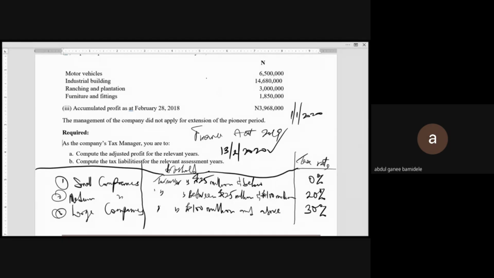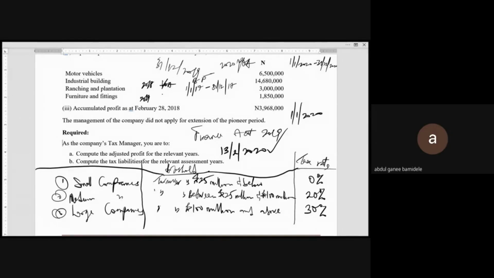So it means if your year end is 31st December 2019, you are expected to file within the 2020 year of assessment. And the 2020 year of assessment starts from 1st January 2020 to 31st December 2020. Am I correct? Yes, sir. Now if you look at this question, the 2018 year of assessment will have a basis period of 1st January 2017 to 31st December 2017. Am I correct? Yes.